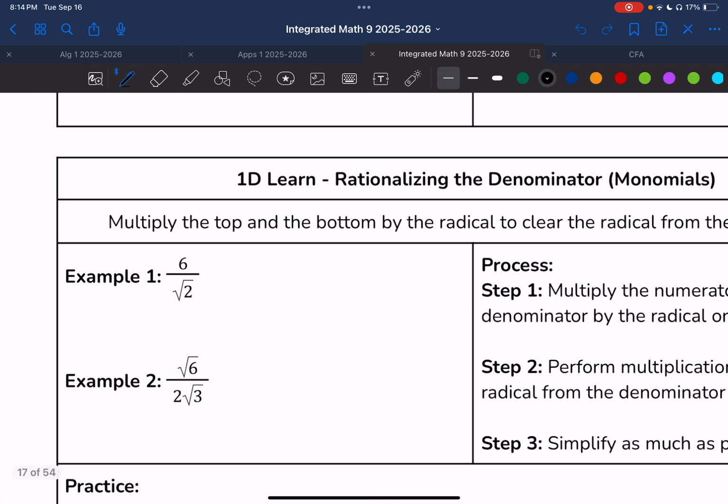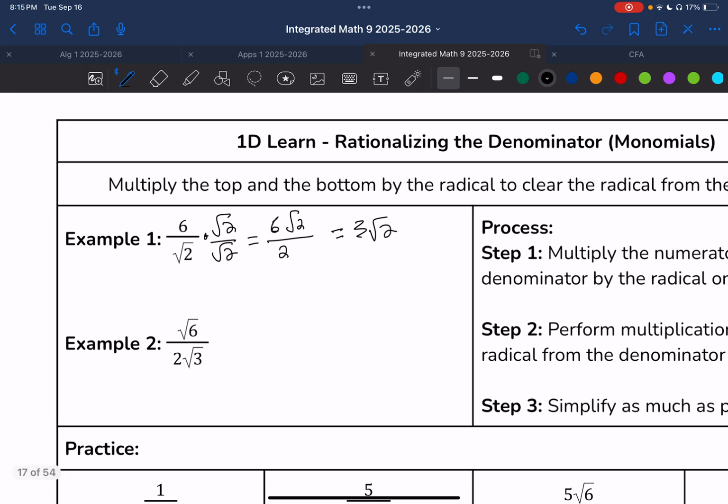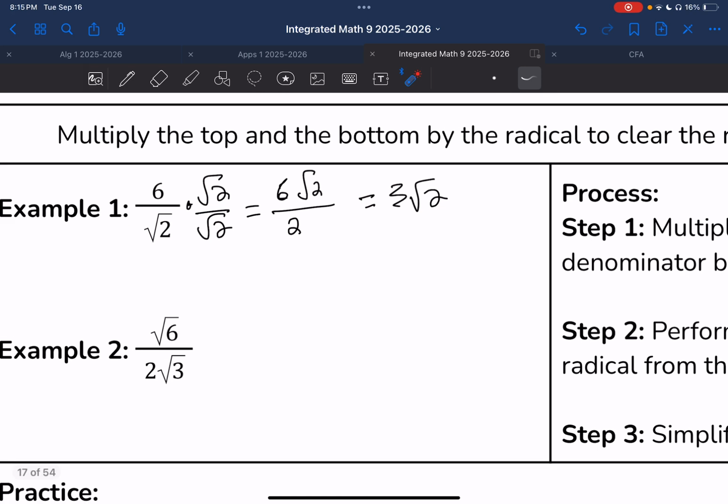So here we would multiply by root 2 over root 2. The numerator is going to become 6 times the square root of 2. And in the denominator, we know that the square root of 2 times the square root of 2, well, that's just 2. And now that we have 6 and 2, we can simplify that to be 3 root 2. So see how this is a lot nicer to look at than this, and we know that they're equal because we multiplied it by something equal to 1.